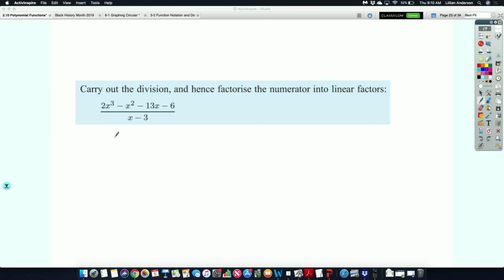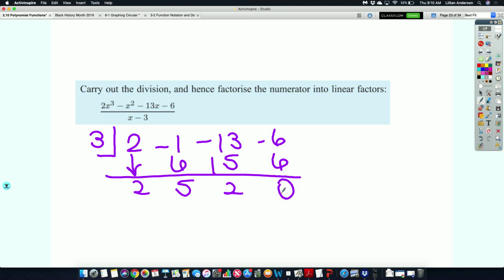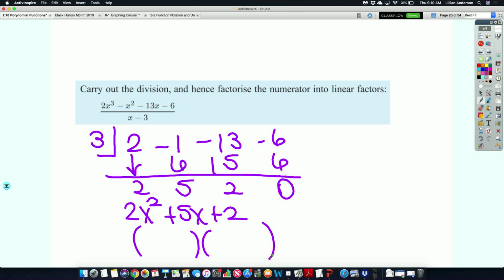Dividing this out, you should have had 3, then 2, -1, -13, and -6. Bring down the 2. It should have been 6, 5, 15, 2, positive 6 with a remainder of 0. So this was a quadratic of 2x squared plus 5x plus 2. Then you had to factor that. What did it factor to be? 2x plus 1, x plus 2.